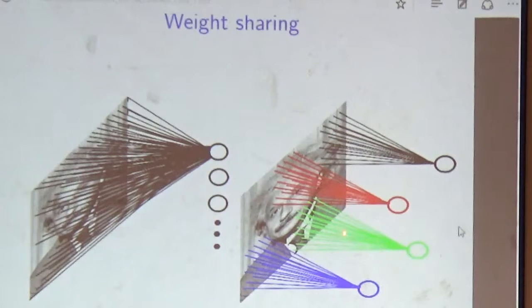These weights are different from these weights. These weights are different from these weights. They are not uniquely different. They are similar here. They are similar here. And they are similar here. So we are sharing weights and we are looking at local pixels. We are not looking brute force at all pixels and not sharing weights.